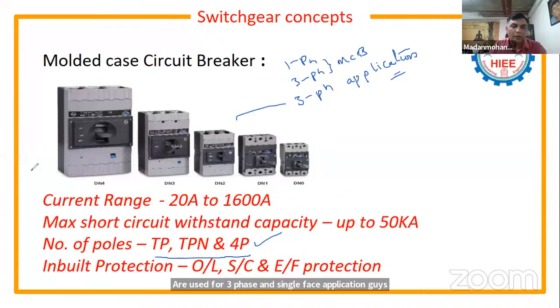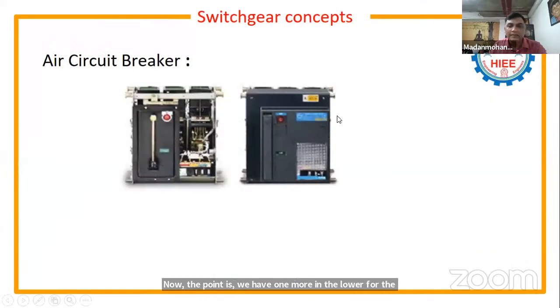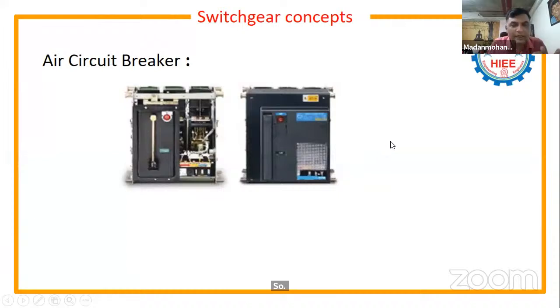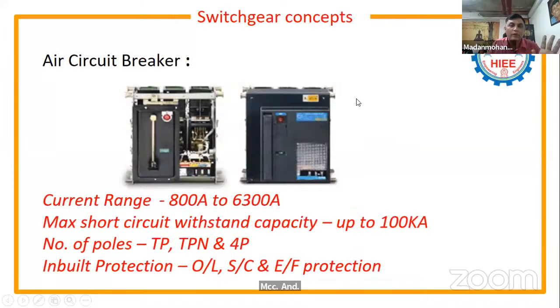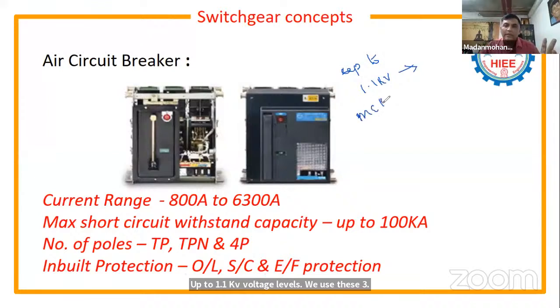Now we have one more breaker for low voltage application, that is ACB, air circuit breaker, guys. So MCB, MCCB, and ACB: these are the three breakers we use for low voltage applications, in the sense up to 1.1 kV voltage levels.